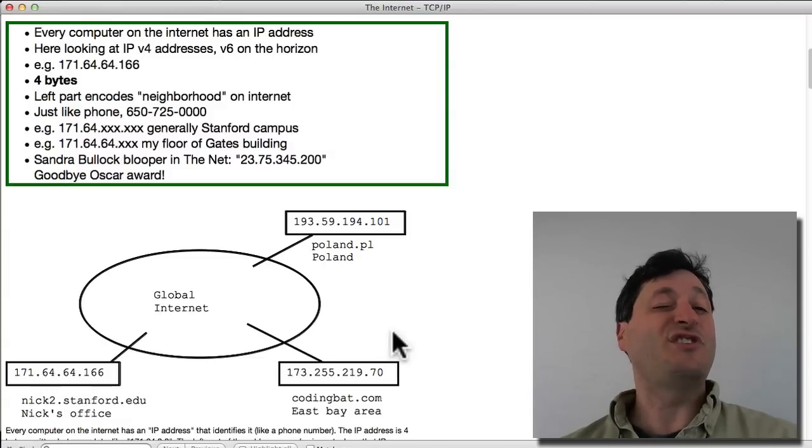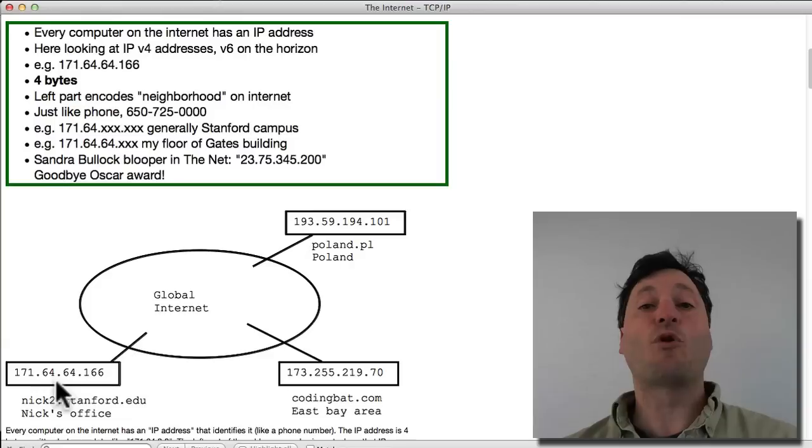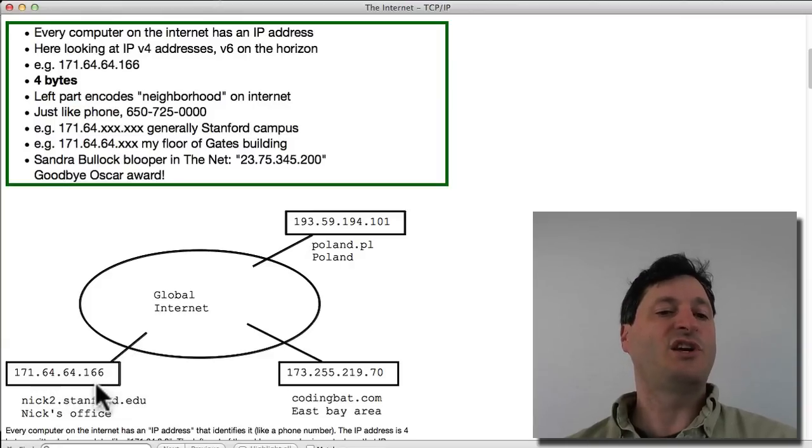These are IPv4 addresses, which are very widely used on the internet today. There is a revision called v6 that's kind of in the wings, but hasn't really taken off yet. The thing to know about these IP addresses is that they're actually 4 bytes. Those are 4 numbers, each between 0 and 255.